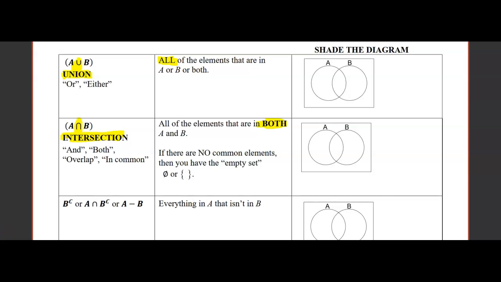Okay, so what I should have shaded. If I shade A union B, which is all of A is this circle, and all of B, essentially I end up shading the whole entire thing. Where do I shade for the intersection? Okay, the stuff that's A and B, there's both of those.